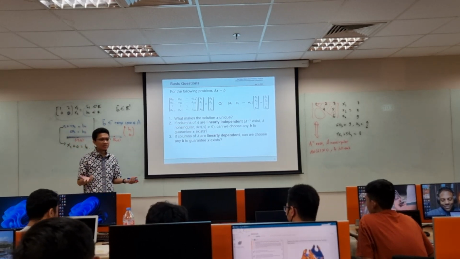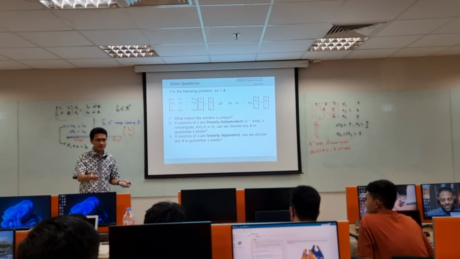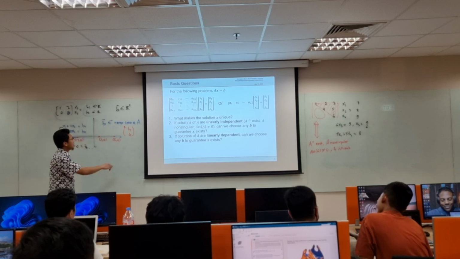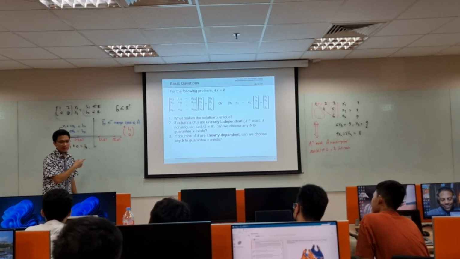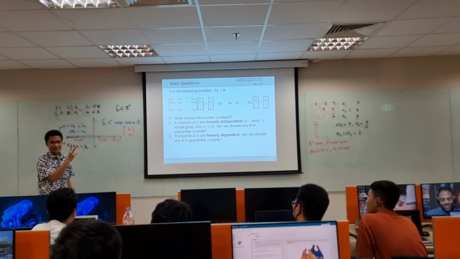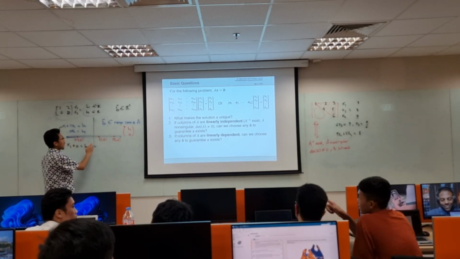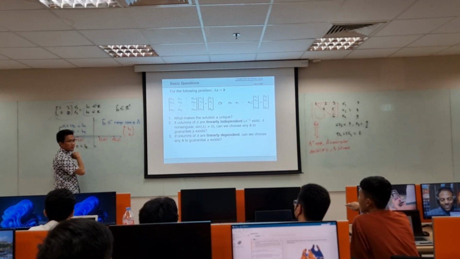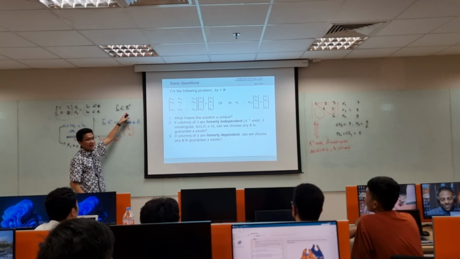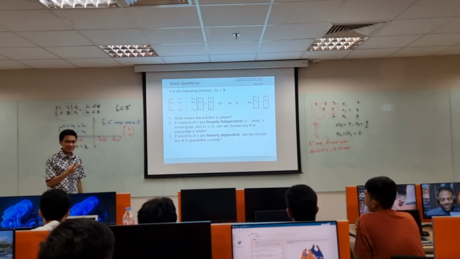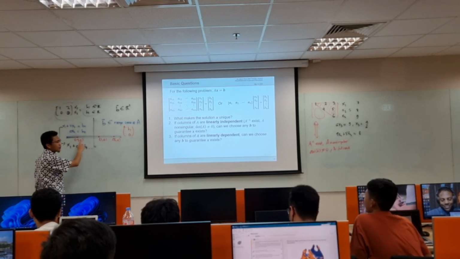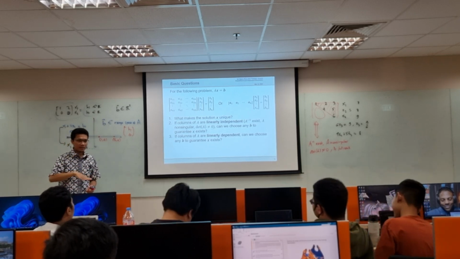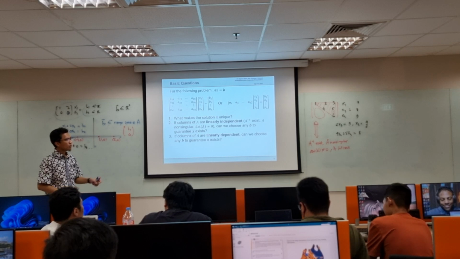Lower in what sense? Anyone know? The size, the dimension. The vector space, the xy plane, how many dimensions? Two dimensions. The whole thing is two dimensional. Now this line is only one dimension. So the subspace has lower dimension.